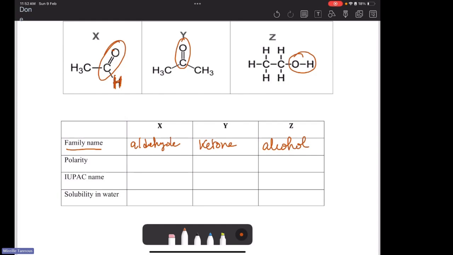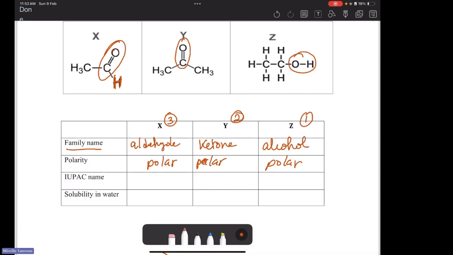The only non-polar we studied are the alkane, alkene, alkyne. Now, if I want to compare polarity, this comes first, highest. Ketone is a bit lower, and aldehyde is a bit lower than the ketone. But the three of them are high, having alcohol the highest, aldehyde the lowest. Okay? Now, next, IUPAC name.